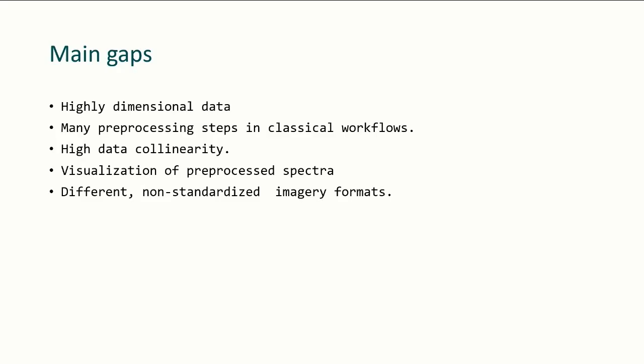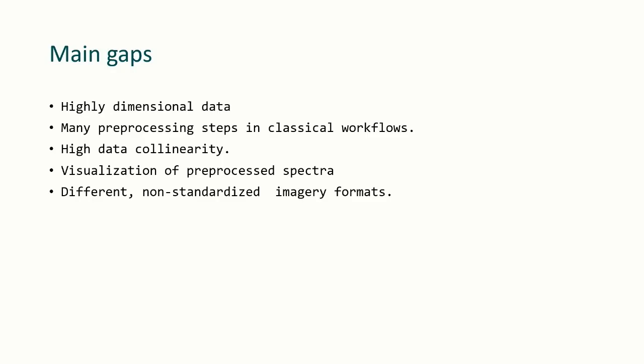So here are the main gaps which motivated us to do that. I said already before, it's highly dimensional data, and there are many classical preprocessing steps. You get a really noisy hyperspectral band, you have to smooth it, you want to search for differences with different algorithms, and so on. You can do that step by step or have a pipeline that does it, for example. That would be really cool.